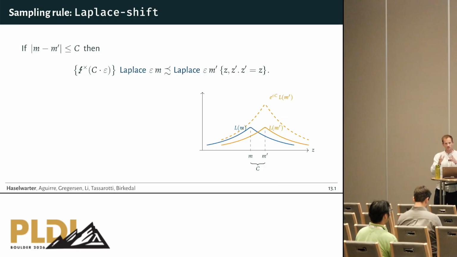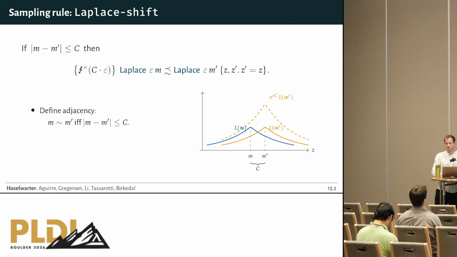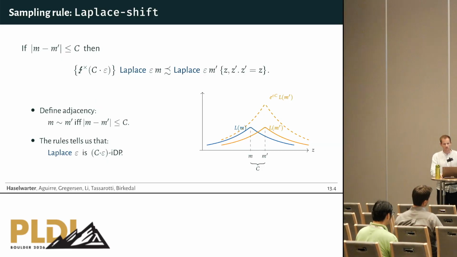And so if we assume that the means of two Laplacians are at a bounded distance, and we have the corresponding c times epsilon amount of privacy credits in our precondition, then we can conclude that the results will be equal. And this is, again, proof by picture. But if we define adjacency to mean that the inputs are actually C close, then this just tells us that the Laplacian is internally differentially private, just as we would expect it to be. Okay, so this is old news, but it works nicely in our setting.